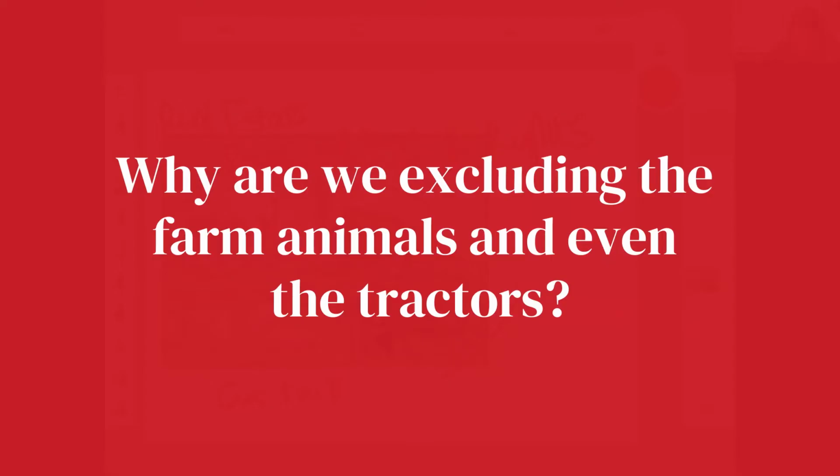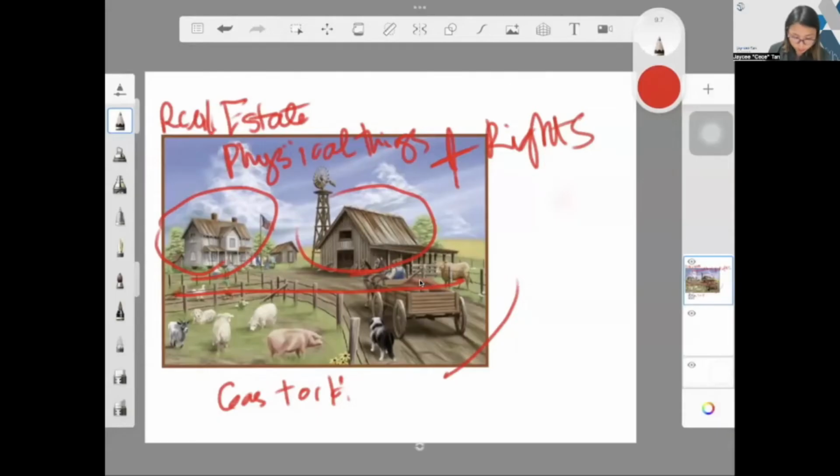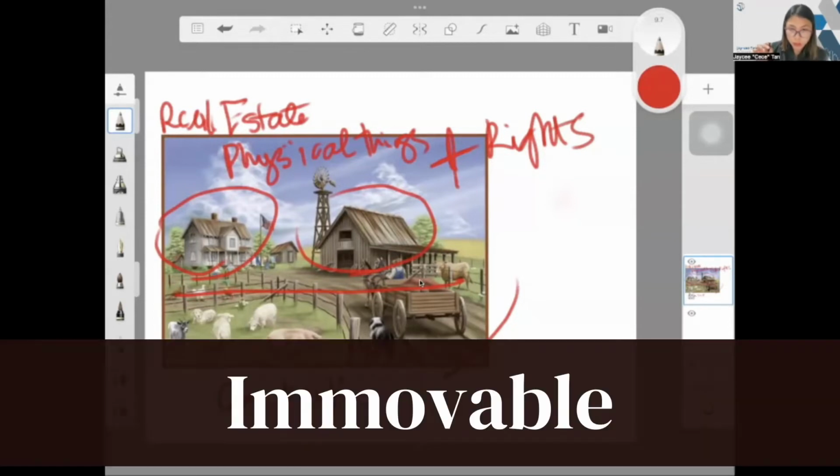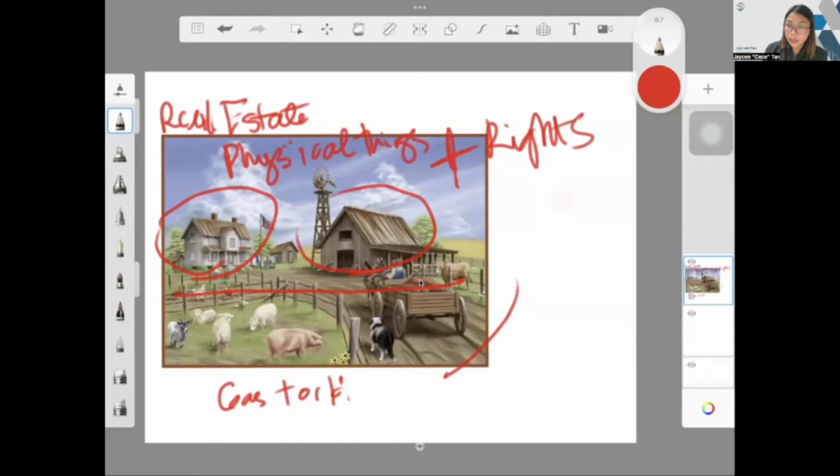Why are we excluding the farm animals and even the tractors? Why are we not including these? Because again, real estate is anything that's immovable, anything that's permanently attached. The farm animals, even the tractors, even the dog over here are movable. So they're not permanently attached to it. These are what we call personal property.